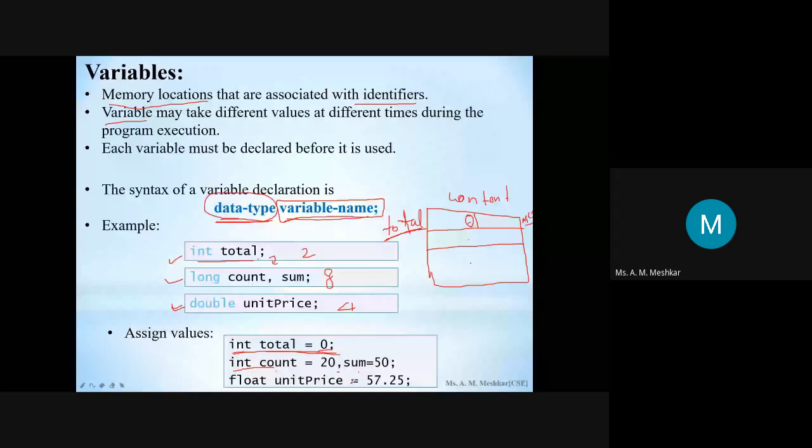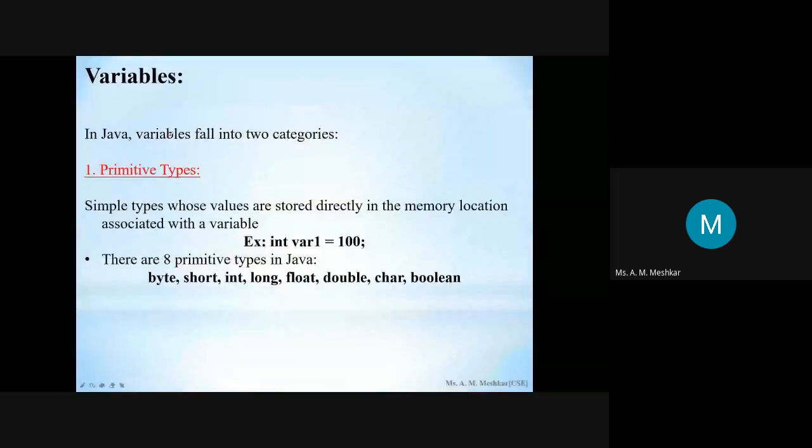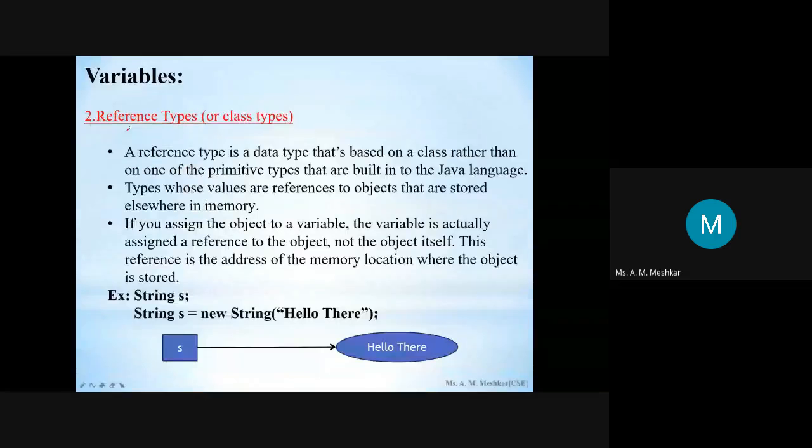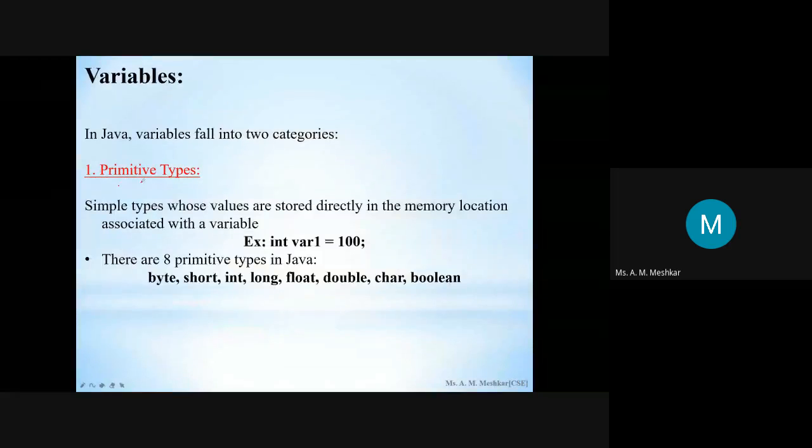Then variables fall into two different types: one is primitive and the second is reference. Primitive types means the built-in types. These are the 8 primitive data types available in Java, which we are going to study in detail in the further slides. For now, just remember that a variable can be of primitive types: byte, short, int, long, float, double, char, boolean.